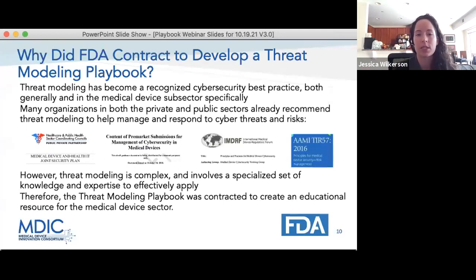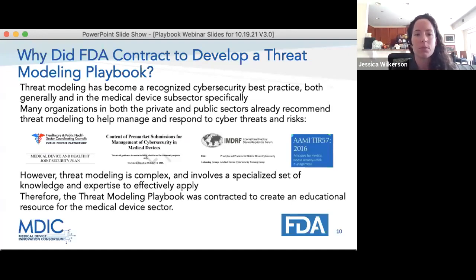So this is something that is well known, or at least it is a practice that everyone has come to recognize the value of. But it's very complex, and it involves an incredibly specialized set of knowledge and expertise to really effectively apply. So what FDA recognized is that if we were going to recommend this, and all of these other groups were going to recommend this, and this was something we really wanted the sector to do, and not just do, but be able to do very well, it would benefit us and it would benefit the sector to create an educational resource for the medical device subsector to use to learn how to threat model. So that's exactly what we set out to do.